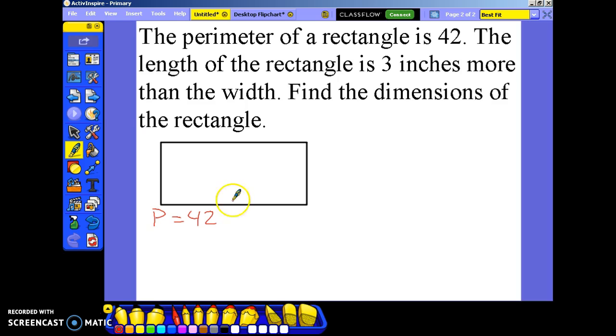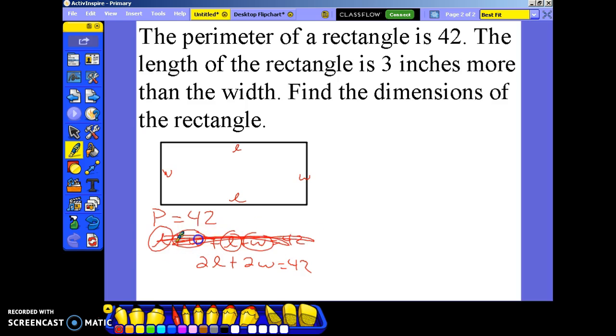Yeah, you add up all the sides. You've got your length, your width, your length, and your width. If you have a security guard that secures the perimeter, he's walking around the outside of the building. So we have length plus width plus length plus width equals 42. Surely there's a better way to write that. How else can I write that? Not squared. Squared is multiplying. I've got 2 lengths plus 2 widths. So that's my first equation.